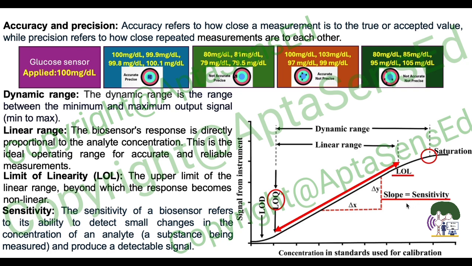Sensitivity is calculated by dividing change in output signal by change in the concentration of the analyte. If this difference, change in output signal, is bigger for a very tiny change in the concentration of the analyte, then the biosensor is called highly sensitive. On the other hand, a less sensitive biosensor might require a large concentration of analyte to produce a measurable response.